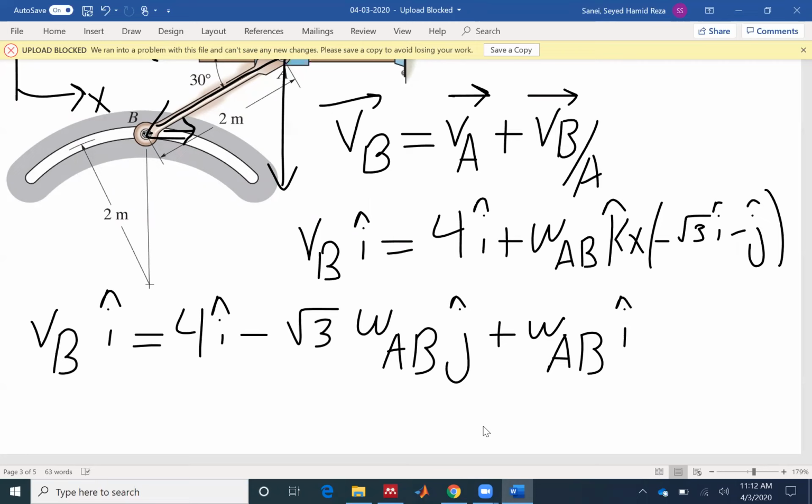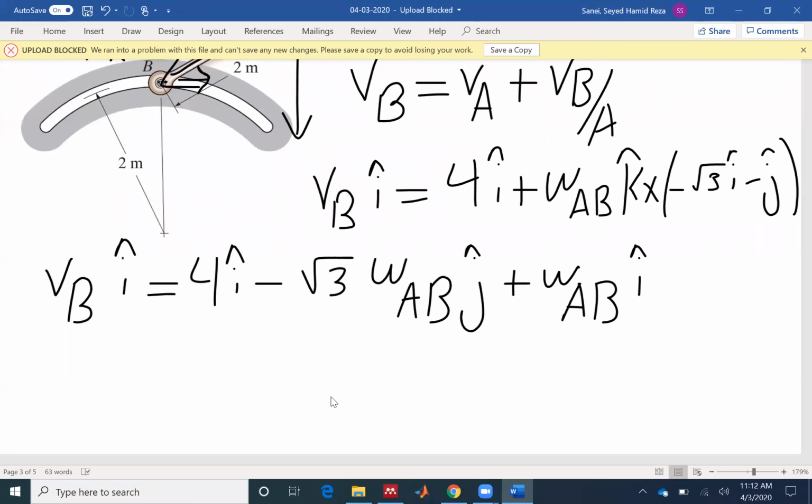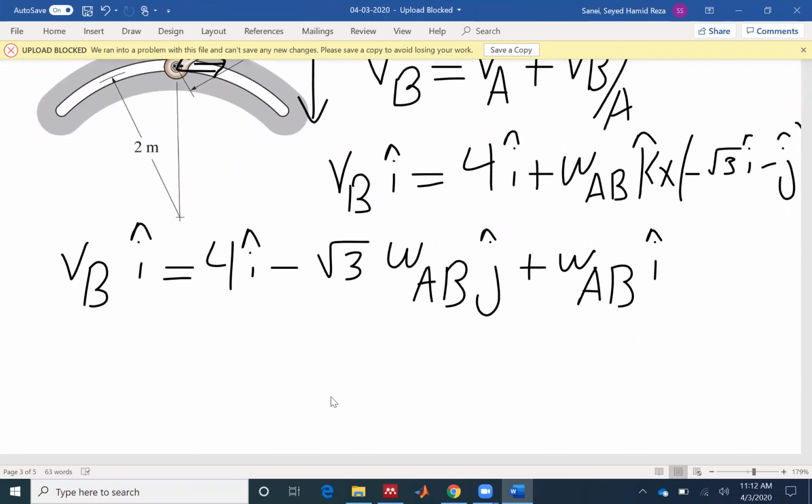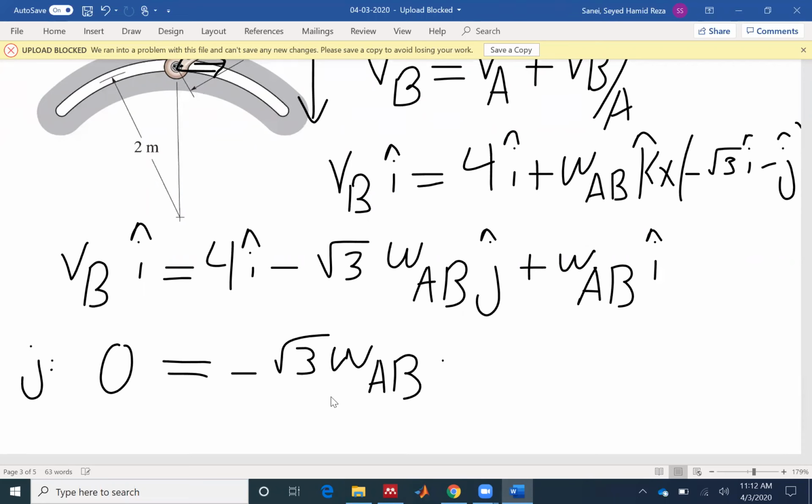So if I look at this vector formulation, I can see that if I write it for the j component, on one side I have no j component. On the other side, I have negative 3 omega AB. That tells me that omega AB is 0.